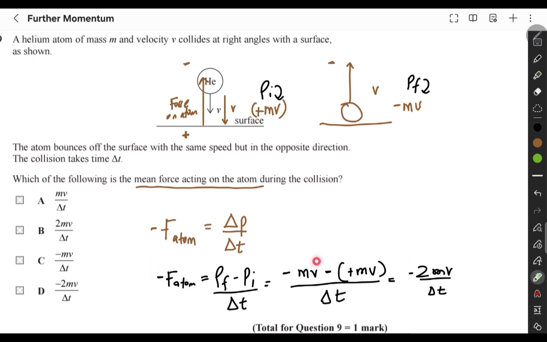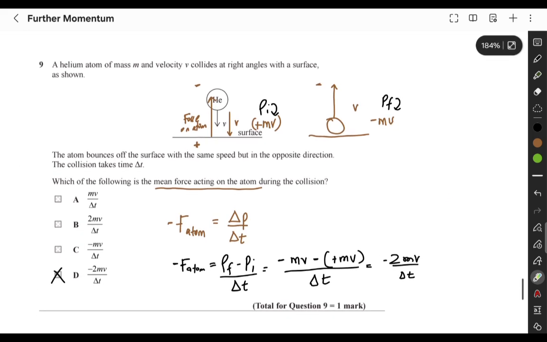You don't have to cancel this minus and minus out because the minus sign is important. It tells us which direction the force is acting in. And this is the expression we get for the change in momentum over change in time, which is equal to the force on the atom. This matches the expression they've given us in option D. So the answer is option D. If you change the sign convention to make this positive and this negative, it's going to give you the same answer as well. So I hope this was clear.